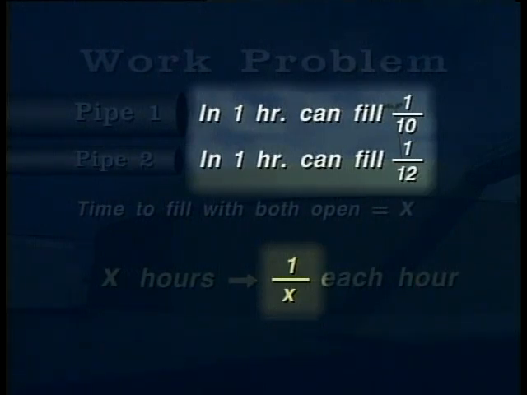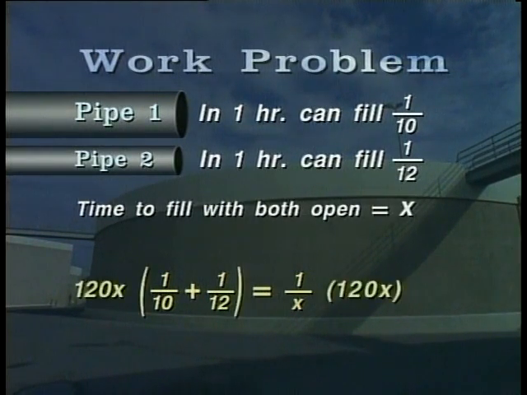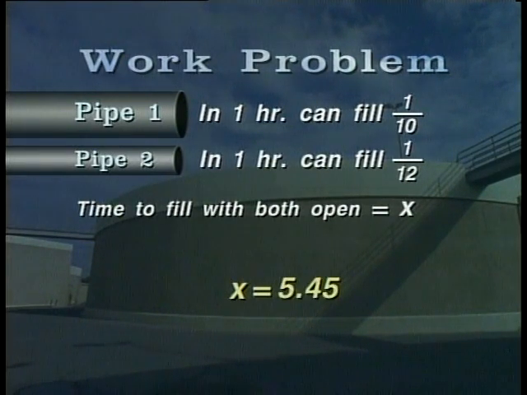So we can write our equation this way: 1/10 plus 1/12 equals 1 over x. To solve the equation, we multiply both sides by a common denominator, such as 120 times x. This eliminates the fractions and gives us 12x plus 10x equals 120. So that's 22x equals 120. Dividing both sides by 22 leaves us with 5.45. So if both pipes were open, it would take only 5.45 hours to fill the tank.